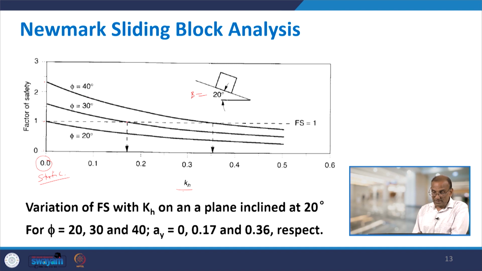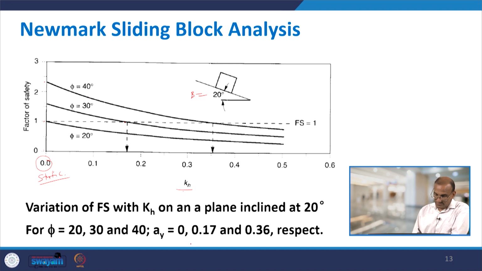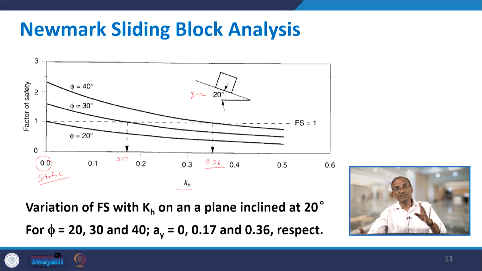But for phi equal to 30 degrees, there will be a point, this line is for factor of safety equal to 1, where the factor of safety becomes 1, and this point is 0.17. So, this value is 0.17, and this is for phi 30 degrees. Similarly, for phi equal to 40 degrees, this is 0.36. So, naturally the value of KH depends on two things. One is the angle of inclination beta, and another is phi, the angle of internal friction. So, if phi is higher, then you can have a higher value of KH where the factor of safety will be 1. If it is low, then even at a low value of KH, the factor of safety becomes 1.